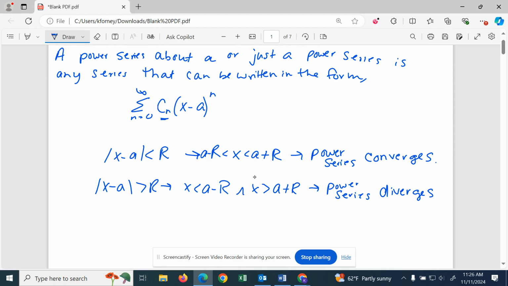The interval of convergence must then contain the interval a minus r less than x less than a plus r, since we know that the power series will converge for these values. We also know that the interval of convergence can't contain x's in the range x less than a minus r and x greater than a plus r, because then it would diverge.